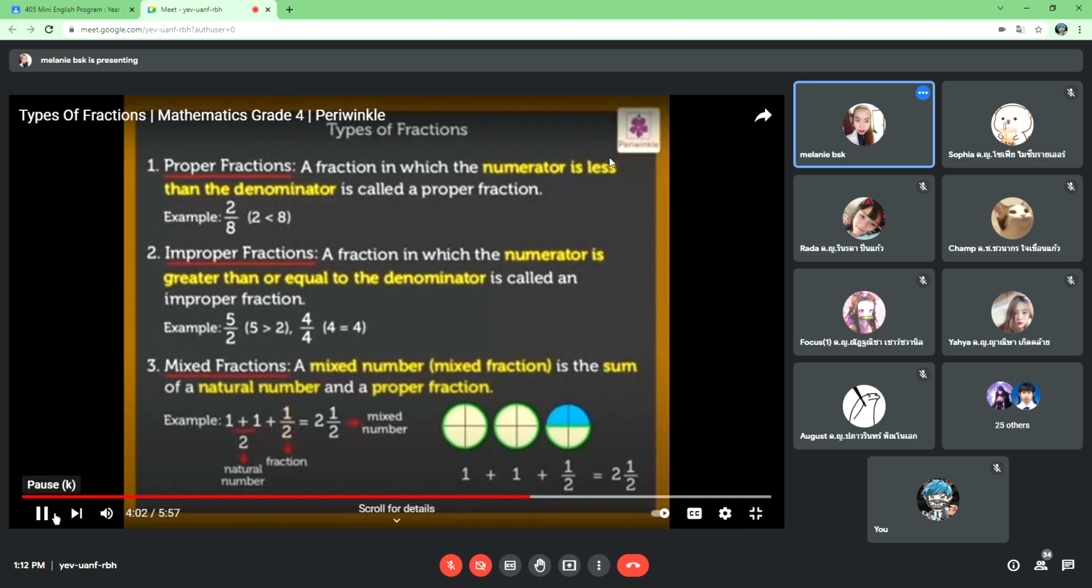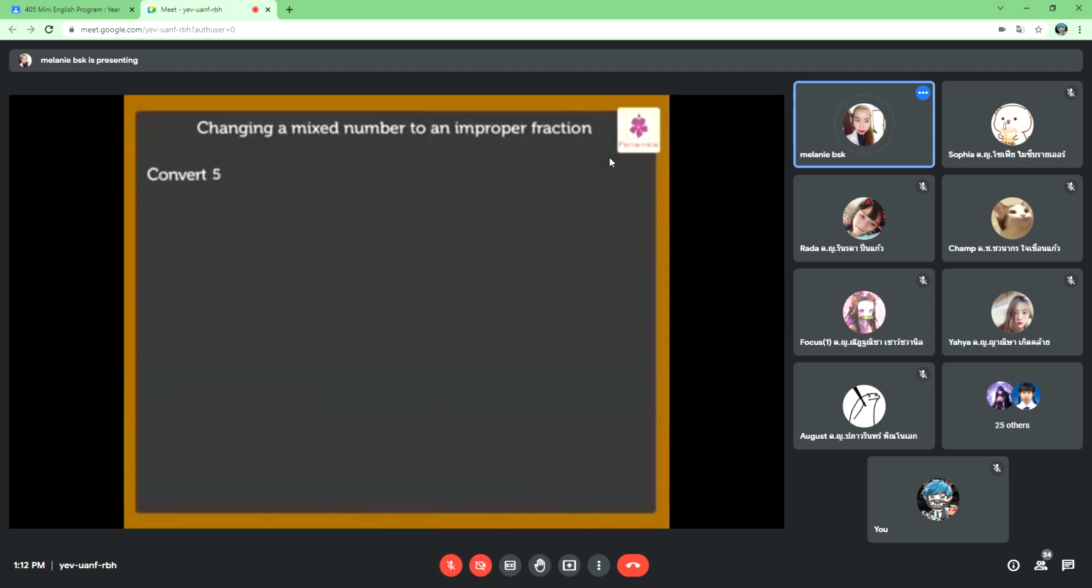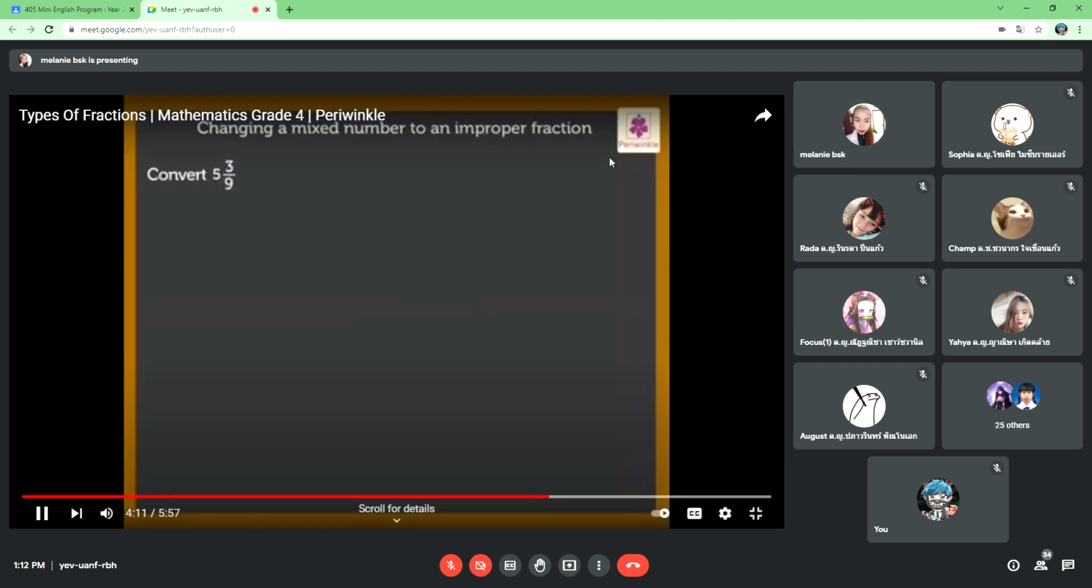Now, let's change a mixed number to an improper fraction. Convert 5 and 3 upon 9 into an improper fraction.